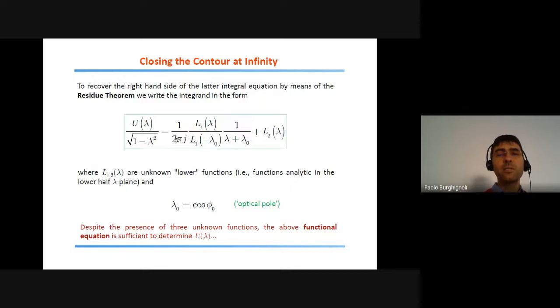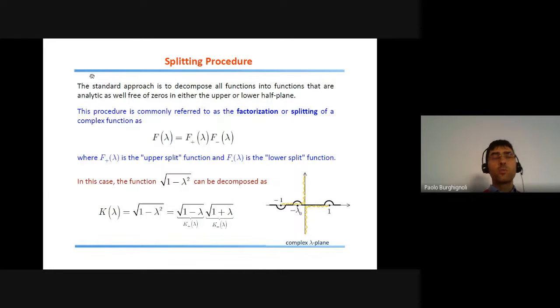Note that in this box, we have actually three unknowns. There is our spectrum, the upper function u of lambda, and the two lower functions, L1 and L2, which are analytic in the lower half plane. And this is a functional equation in three unknowns. However, by means of complex analysis, we will be able to find all these functions, and now I will show you how. The approach is based on the so-called splitting of the functions that appear in this functional equation.